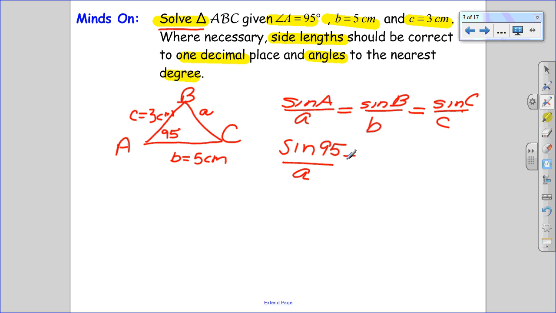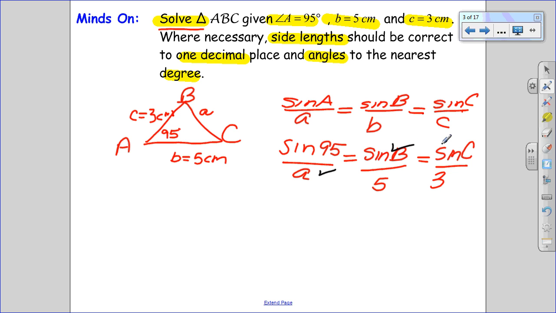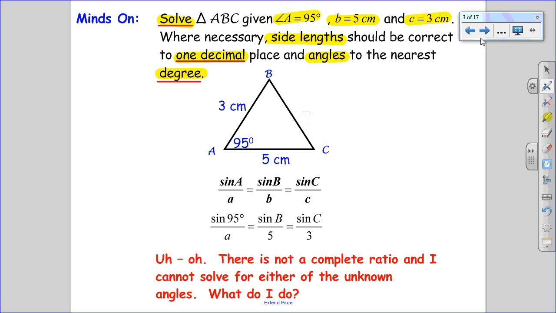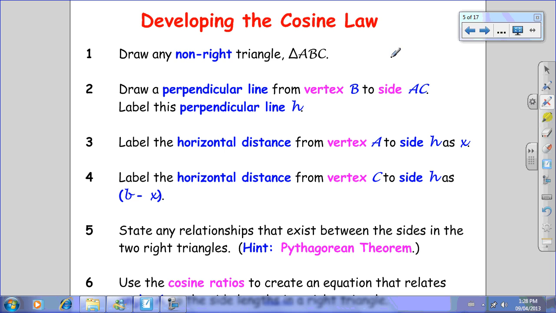Sine 95 over A is sine, I don't know B. I don't know how to find B because I only know one angle, but I do know side B is 5. And I don't know angle C, but I do know side C. Now the problem with this is I have an unknown in each ratio of the proportion. I can't solve this. So what do I do? That's where I need to work on developing my cosine law.